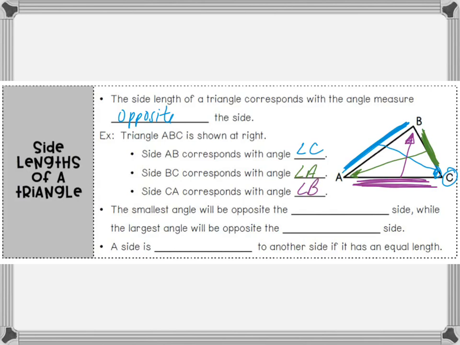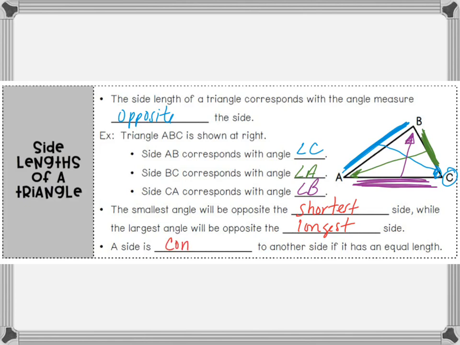The relationship that exists with them has to do with sizes. The smallest angle will always be opposite the shortest side. So look at side BC, which is in green. That's going to be our shortest side. Since that's our shortest side, the smallest angle in our triangle is angle A. The largest angle will be opposite the longest side. In this case, side AC is the longest, so that means angle B is the largest.